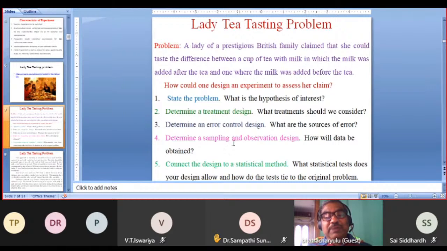So what are the sources of error? Here I am giving it in the method itself: what are the sources of the errors and how to rectify those errors, and determining a sampling and observation design. How will data be obtained for the analysis, and connecting the design to a statistical method. These are the five important points that you can examine in designing an experiment, which I gave in the previous planning of the experiment.